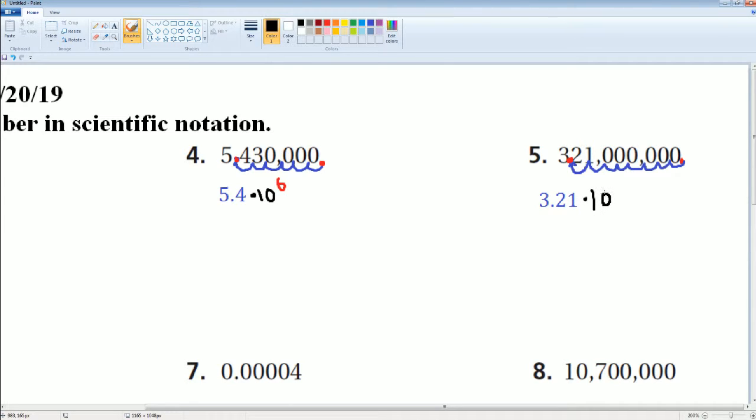And we are going to multiply that by 10. And the exponent here, how many did we go over? Let's count it again. 1, 2, 3, 4, 5, 6, 7, 8. 8. Positive or negative? Positive, right? Because, again, that is a large number.